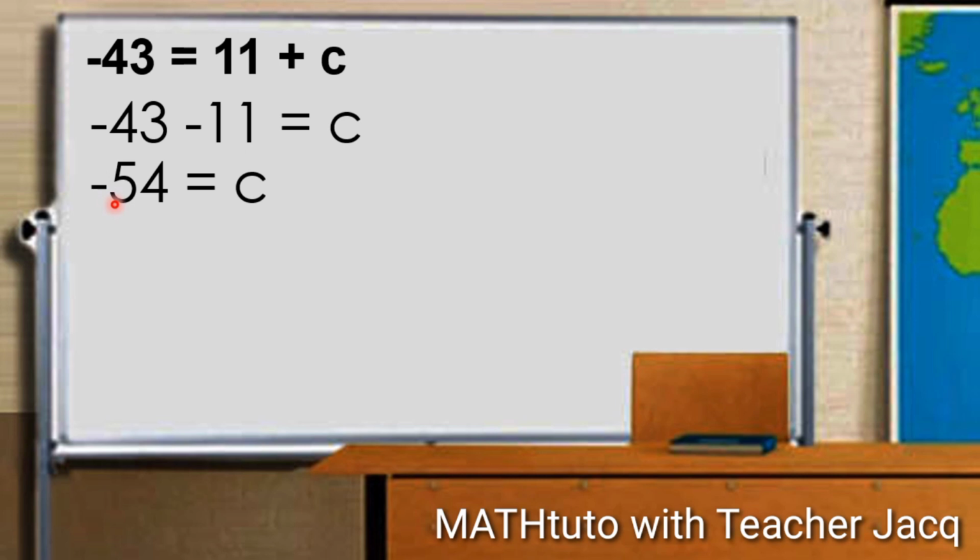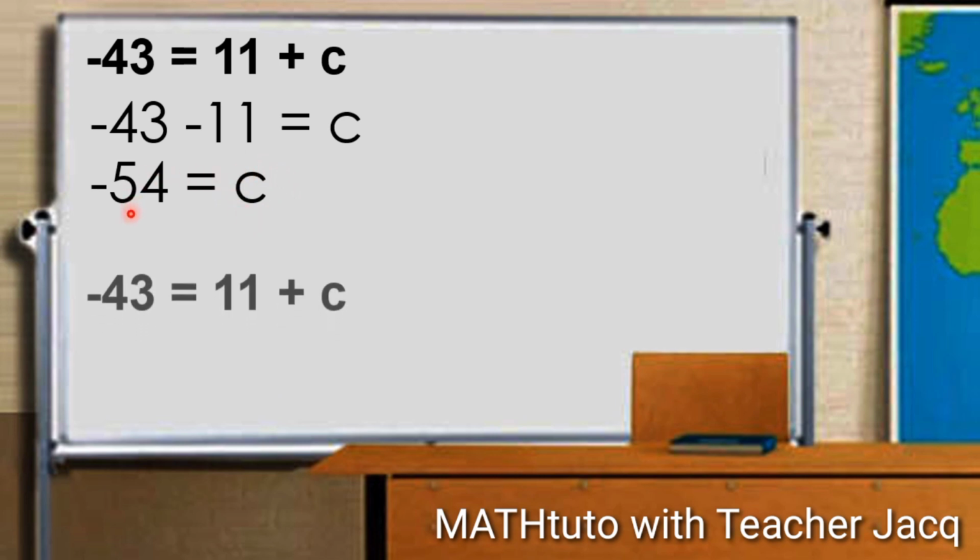So, why negative 54? Remember, on the rules, when it comes to subtraction of integers, we change the sign of the subtrahend and then from subtraction, nagiging addition. So, kung ito ay positive, magiging siyang negative. And then, itong minus natin is magiging plus. So, negative 43 plus negative 11 is negative 54. So, kaya meron tayong negative 54 equals c. So, yung value ng ating variable na c is negative 54.